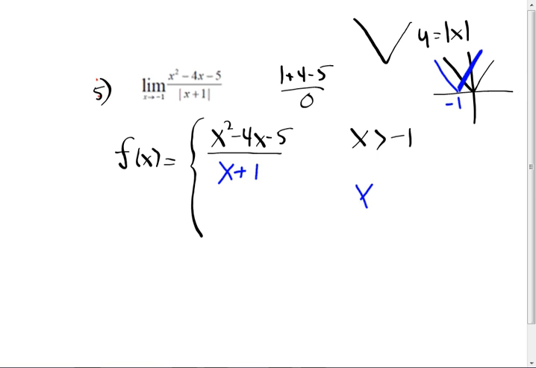What if x is less than -1? Then I get x squared minus 4x minus 5 over, what's the equation of this side of the graph? Not x plus 1 anymore. It's the minus of that, isn't it?